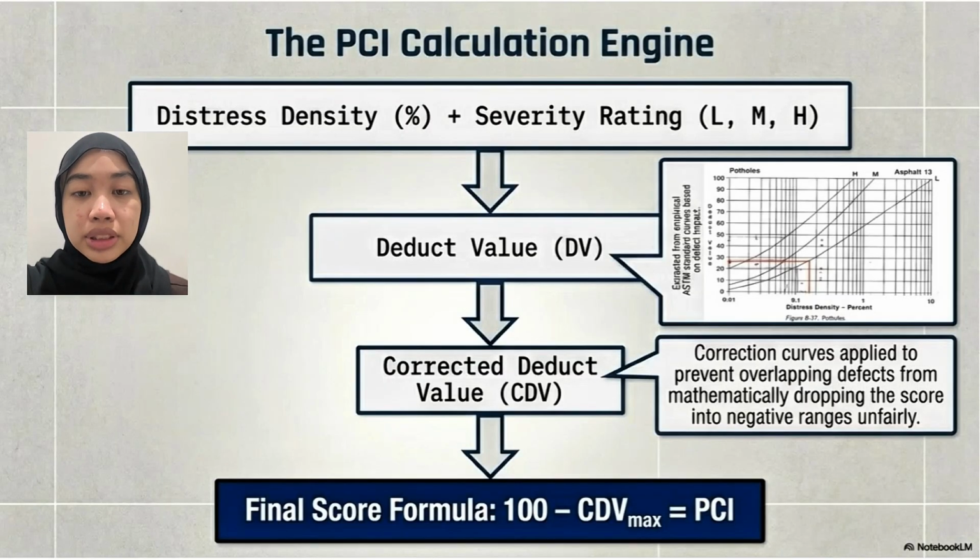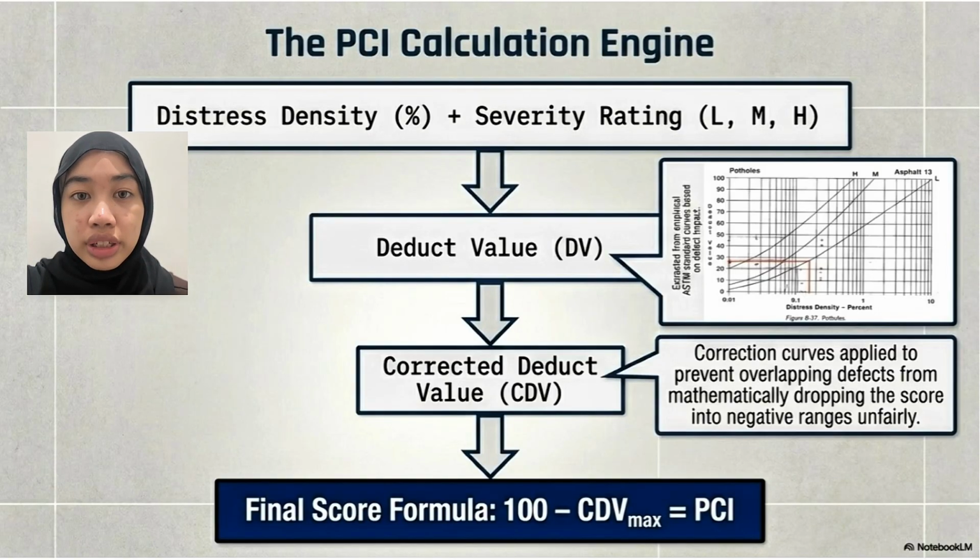Good morning, my name is Nadira Zata Shafira binti Zulkifli and my registration number is CF250182. I will continue the slide for the PCI calculation. For the pavement condition index, we will begin by identifying the distress density and assigning a severity rating, which can be low, medium, or high. For the deduct value, we are using this input.